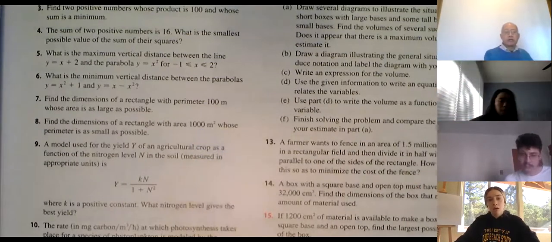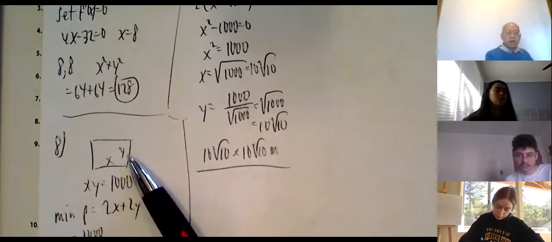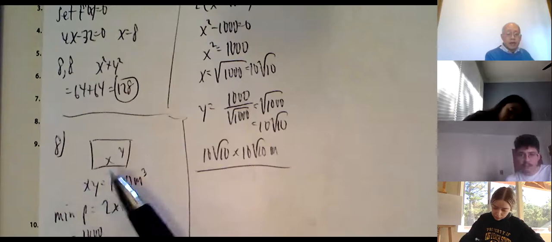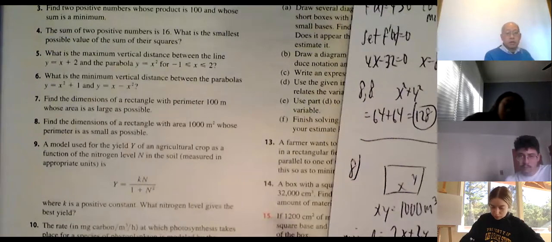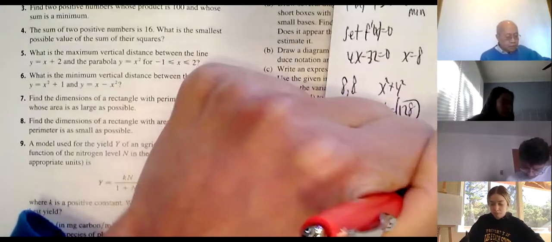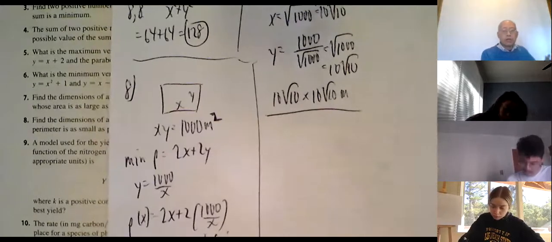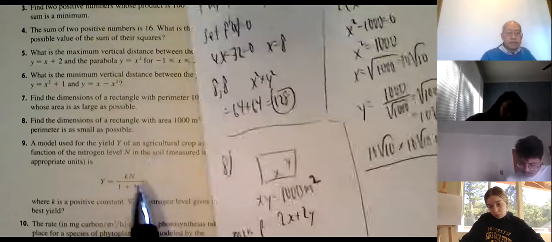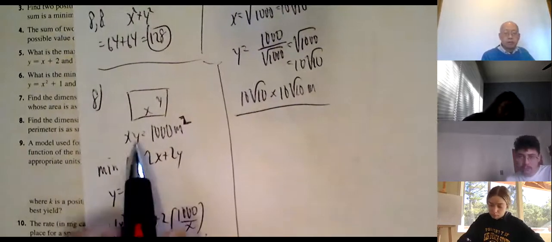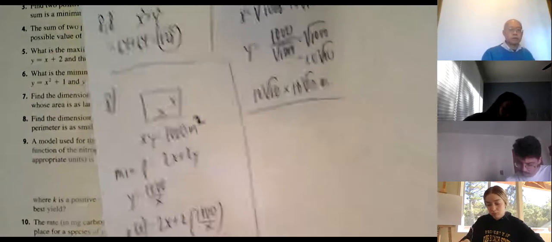All right, so I drew myself this picture. Rectangle, x by y. The area is 1,000 meters squared. So you have to have 1,000 meters squared, and you're trying to minimize the perimeter, it says. Perimeter is as small as possible. So minimize the perimeter. Perimeter of a rectangle is 2x plus 2y.